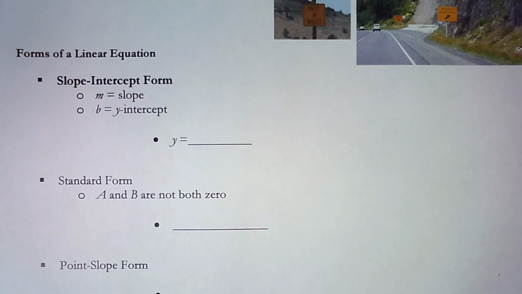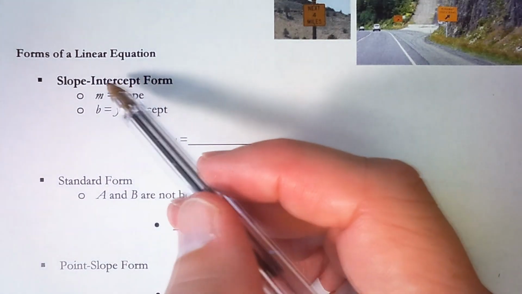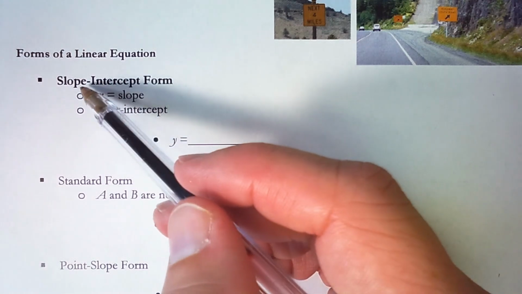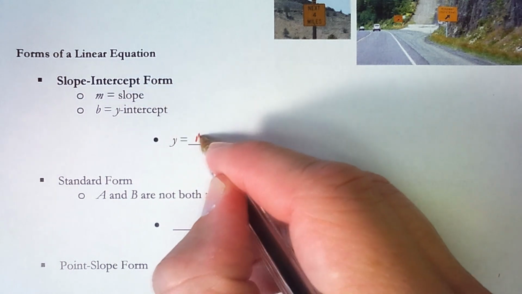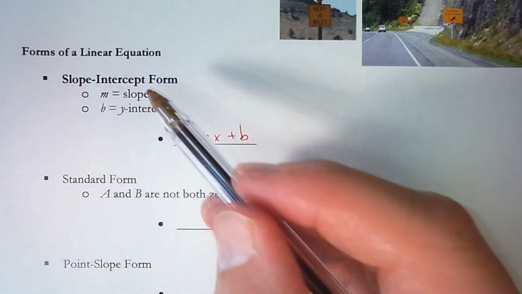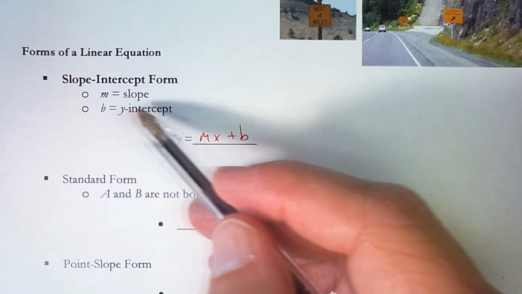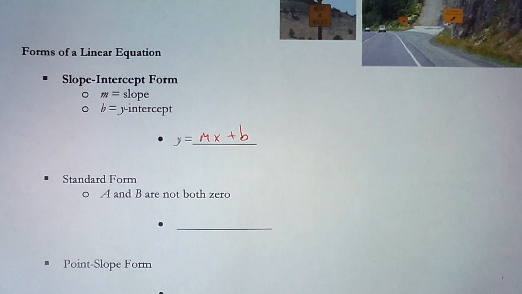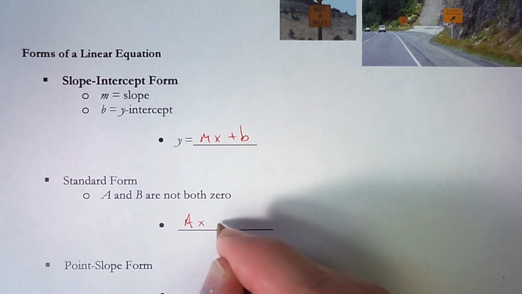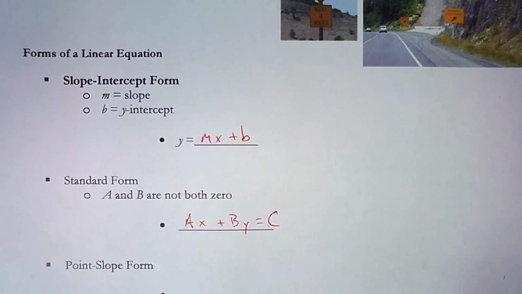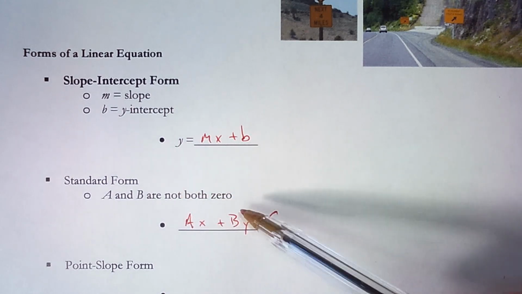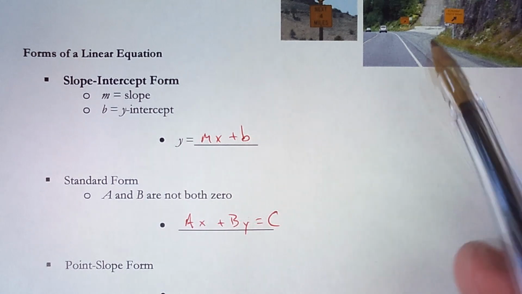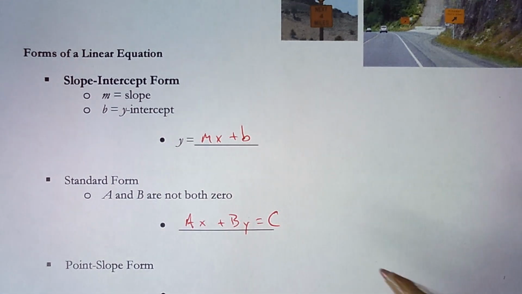Now, into using slopes for linear equations. But first, let's talk about the forms of a linear equation. Slope-intercept form, y equals mx plus b, where m is the slope and b is the y-intercept. Then there's standard form. Standard form is ax plus by equals c. A or b can be 0, but they can't both be 0, because then you would have 0 equals some other number, or you'd have 0 equals 0, and that doesn't make anything.